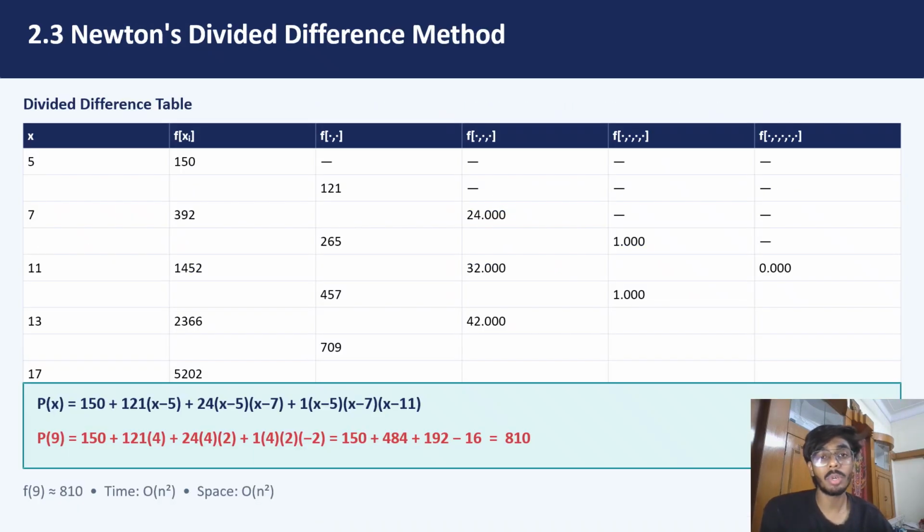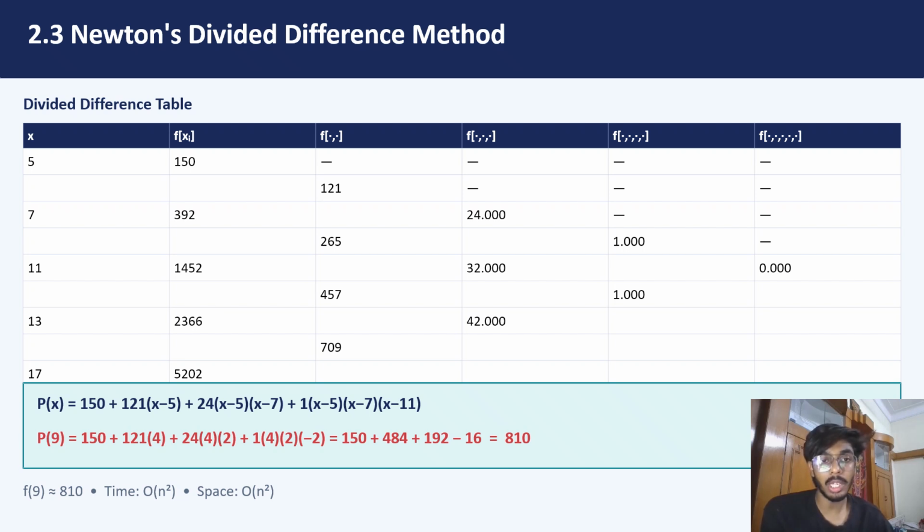The third method we use for this interpolation is Newton's divided difference method. In Newton's divided difference method, we will create a divided difference table. So we have different points of x: 5, 7, 11, 13, and 17, with respective f of x for the same. So we have, for x equals 5, f of x as 150, 320, 392, 1452, 2366, and 5202.